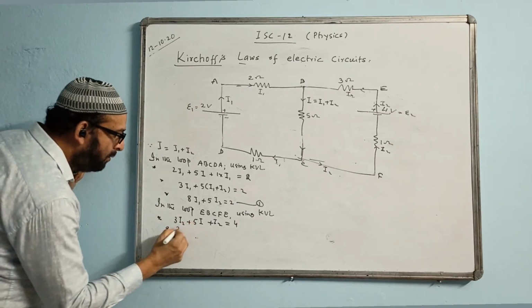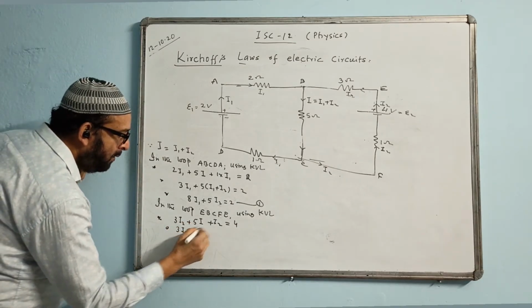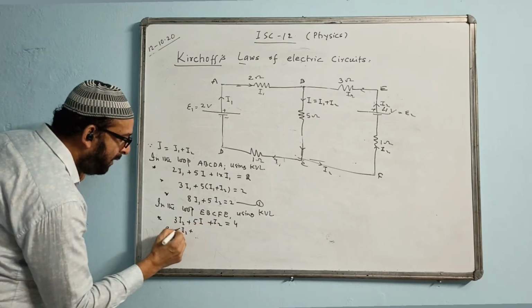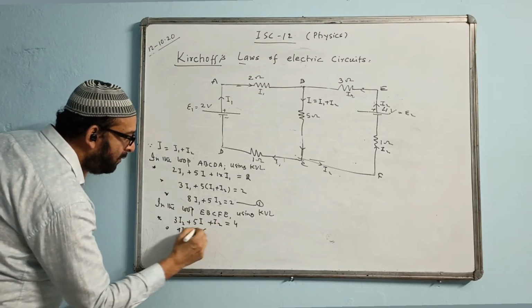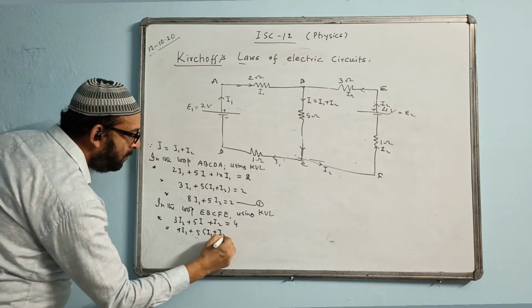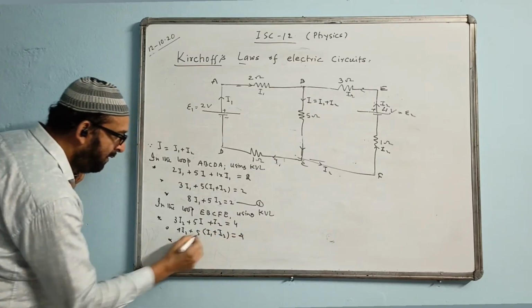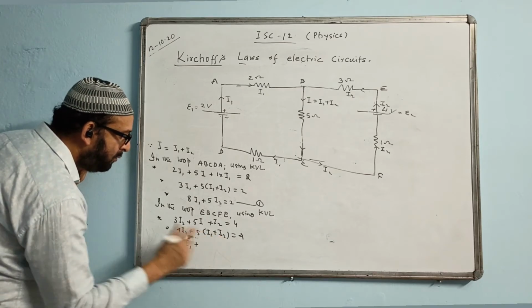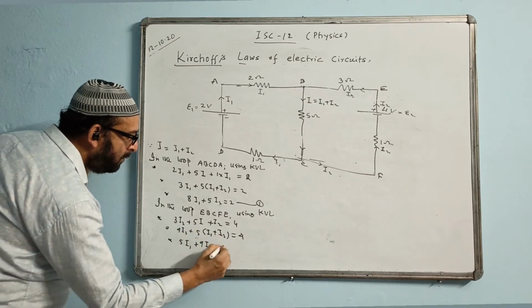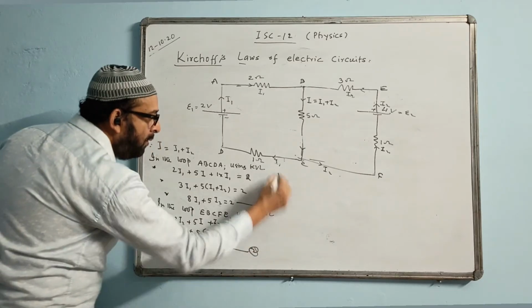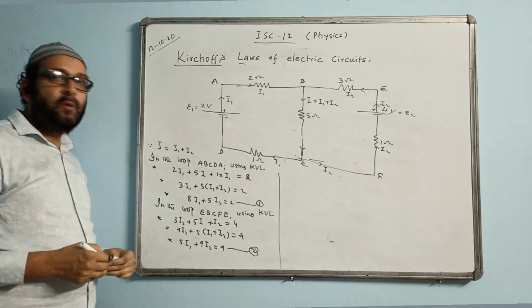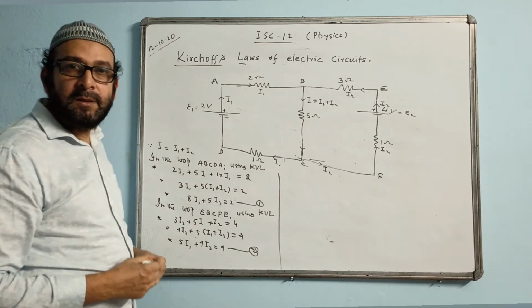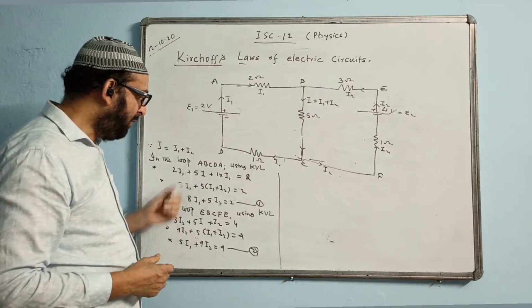Again I will put 3I2 plus I2, becoming 4I2 here. 5 and I value is I1 plus I2, equal to 4. We'll simplify: 5I1 I write first, plus 5I2 plus 4I2 becoming 9I2, is equal to 4. Equation number 2. So we are having equation 1 and equation 2. We have to solve them simultaneously to find the value of I1 and I2.